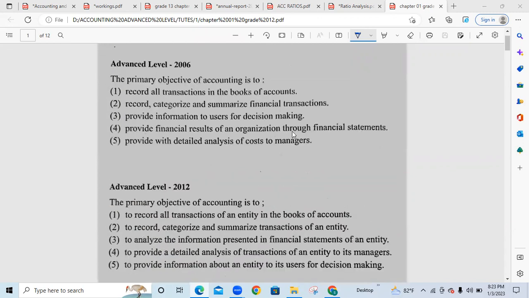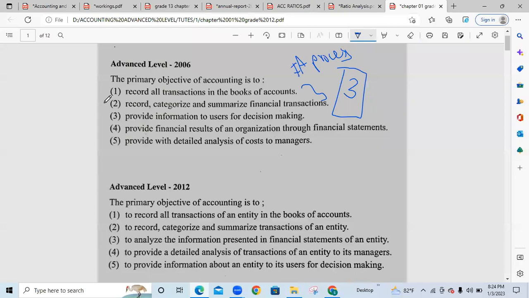Okay, let's see, guys. First answer. 2006 past paper. What is the primary objective of accounting? What's the correct answer? Third one. Let's see why the others are wrong. Record all transactions in the books. Guys, recording transactions in the books is just a process. The financial accounting process, it's not an objective. Record, categorize, summarize, all these are financial accounting processes. It's not the objective.